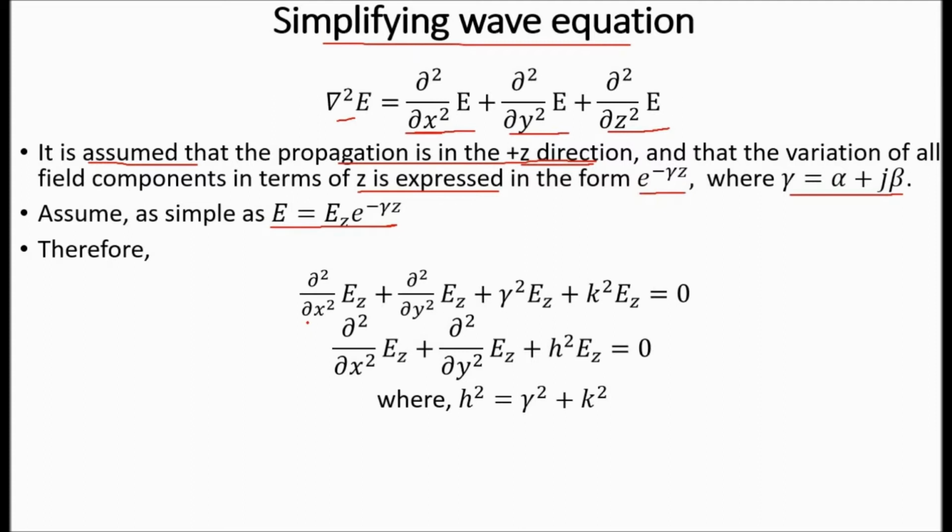Therefore, partial square Ez over partial x square plus partial square Ez over partial y square plus partial square Ez over partial z square. Take the derivative two times and you will get gamma square Ez plus k square Ez equal to 0. Now gamma square plus k square can be written like h square, where h square equal to gamma square plus k square.